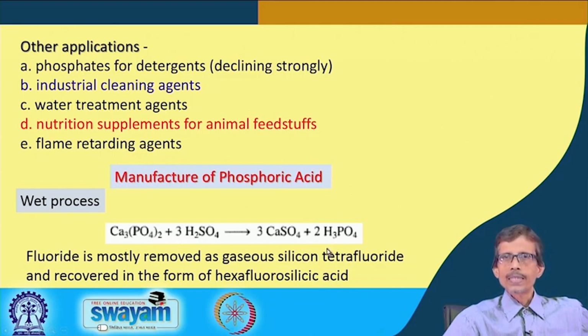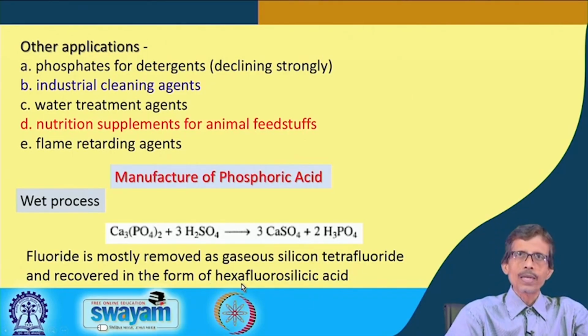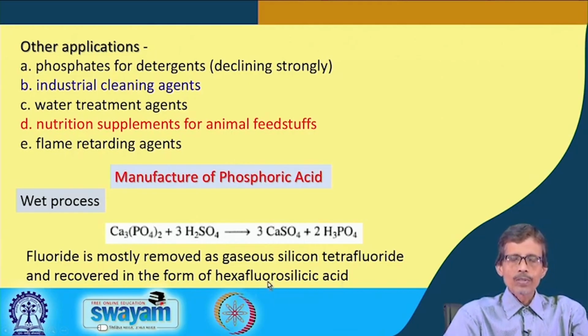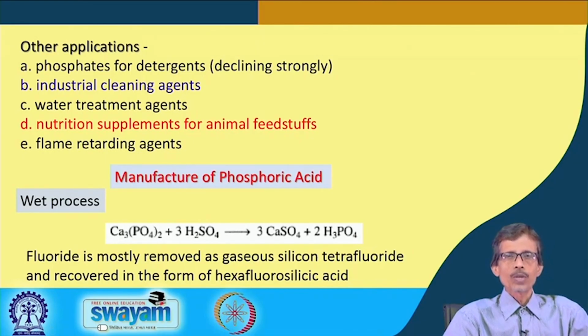Now we should be a little bit careful: if your apatite has fluoride, fluoride will give you silicon tetrafluoride, and finally it can be converted to hexafluorosilicic acid. And this hexafluorosilicic acid can be a liquid also, so you will be contaminating your product, which is your phosphoric acid. So it has to be separated differently. The separation of this silicic acid or the corresponding hexafluorosilicic acid will be different from your phosphoric acid preparation. So contamination as well as purification of this phosphoric acid will be an important task while making it.